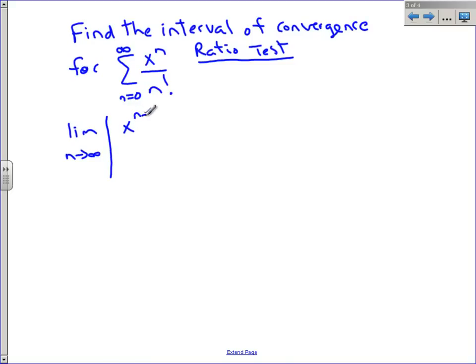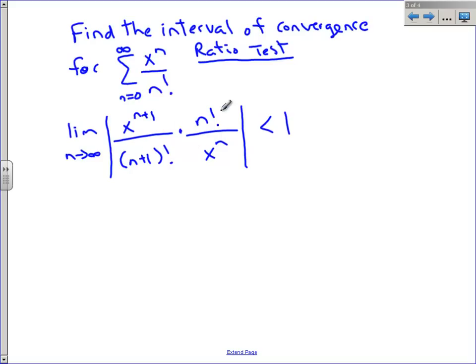So we're going to say the limit as n approaches infinity of, don't forget your absolute values, a sub n plus 1 divided by a sub n. I'll go ahead and multiply that by the reciprocal. Now for this to converge, the ratio test says that this value must be less than 1.